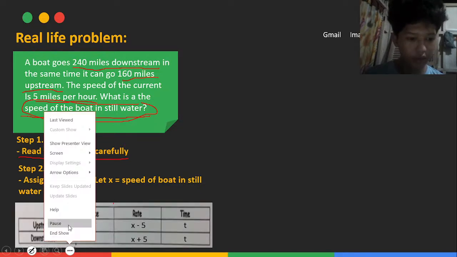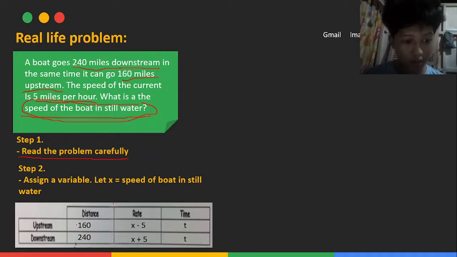So we have here a table with distance, rate, and time for upstream and downstream. The upstream is 160 miles, and the downstream is 240 miles. And for the rate, we have x minus 5 and x plus 5.